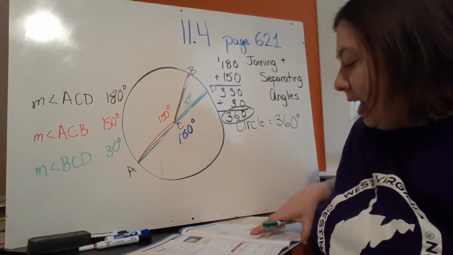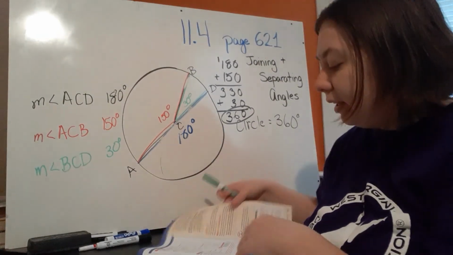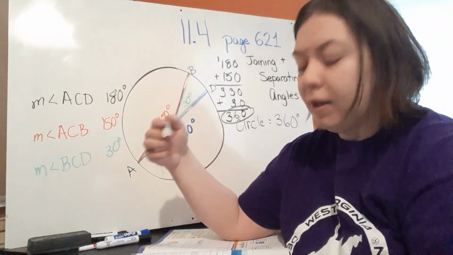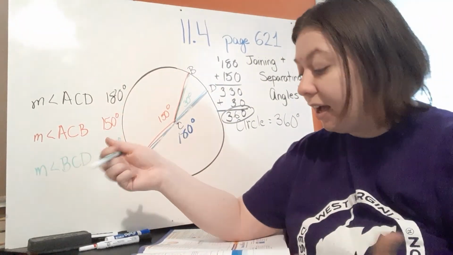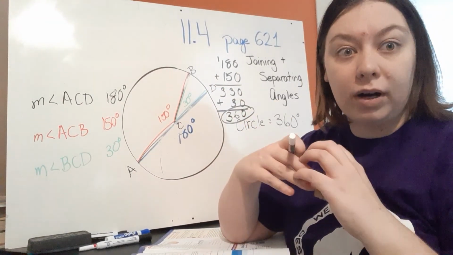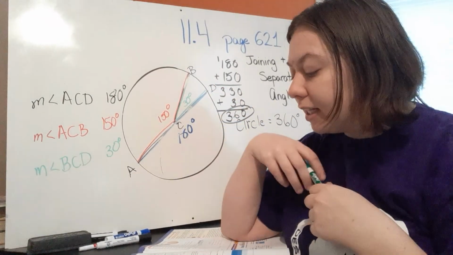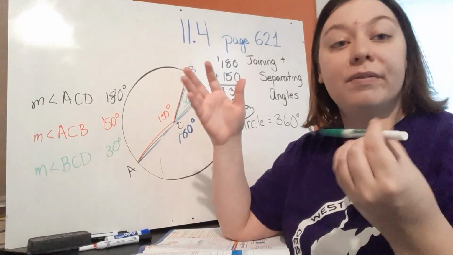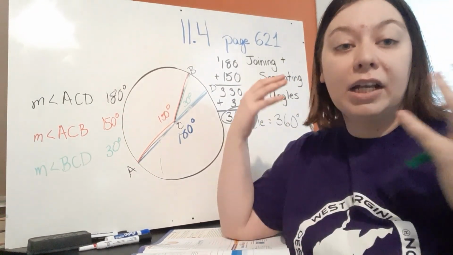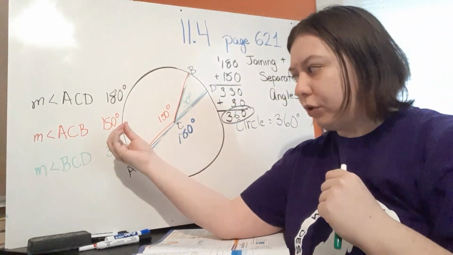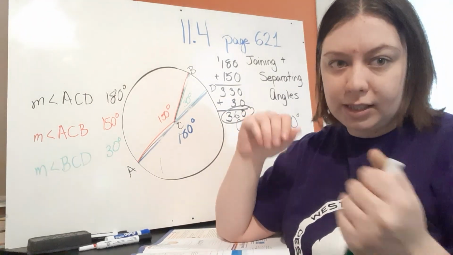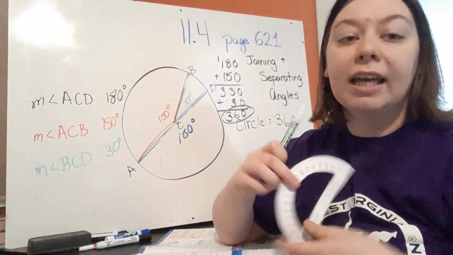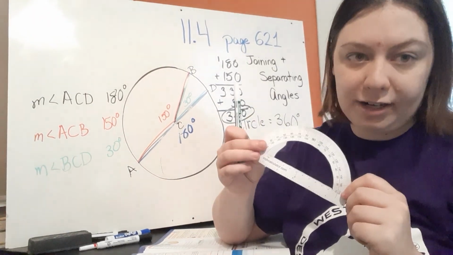Now, in lesson 11.4, it's really asking you to find those smaller parts. So it looks like they're giving you the measurements of some of your angles, and you either have to figure out your whole or your parts. Biggest thing is getting comfortable with your protractor.